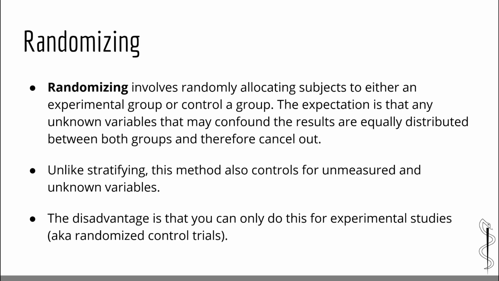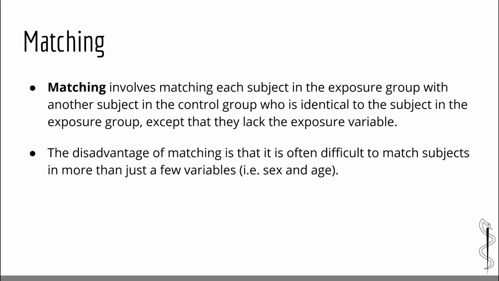Now let's talk about randomization. Randomizing involves randomly allocating subjects into either an experimental group or a control group. The expectation is that any unknown variables that may confound the results are equally distributed between both groups and therefore cancel out. Unlike stratifying, this method also controls for unmeasured or unknown variables. The disadvantage is that you can only do this for experimental studies, aka randomized controlled trials.